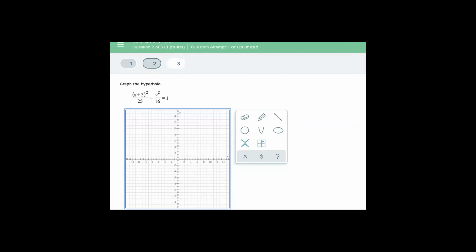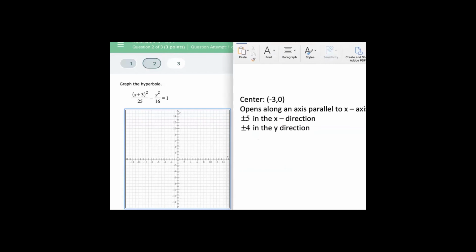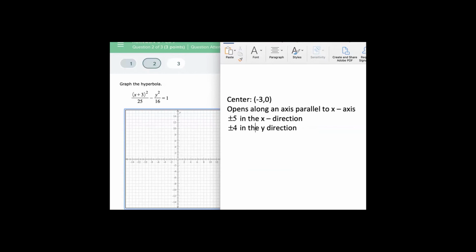So I've captured that in Word, so let me open up Word so you can see that. So we have the center, -3, 0. We have that it opens along an axis parallel to x, since the larger number is underneath the x expression, plus or minus 5 in the x direction, and plus or minus 4 in the y direction. So let's go out and use the graphing tool to graph our hyperbola.